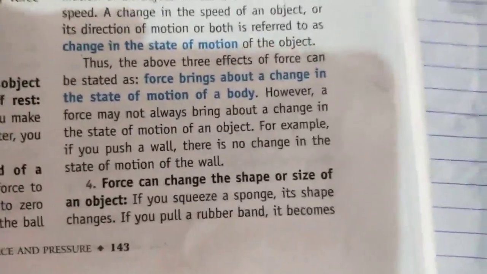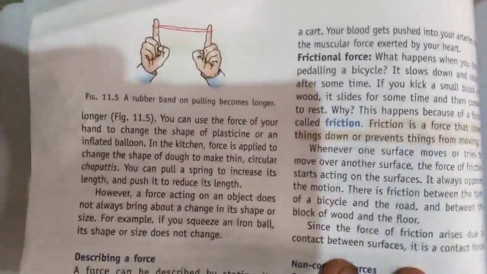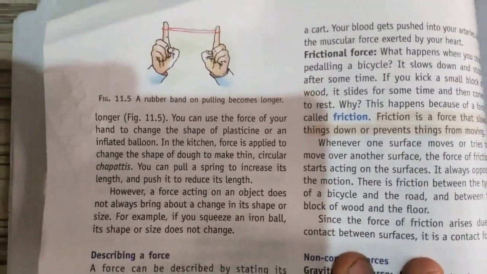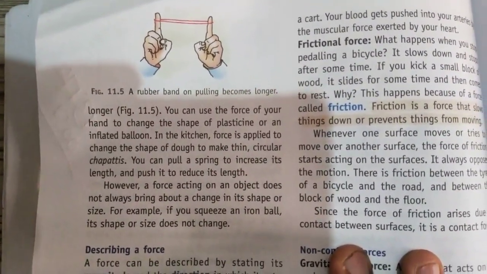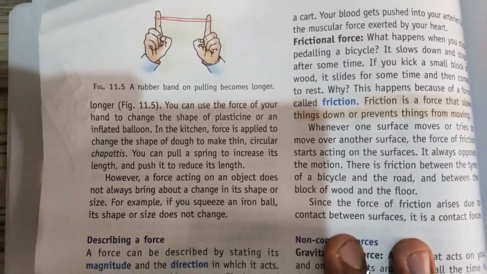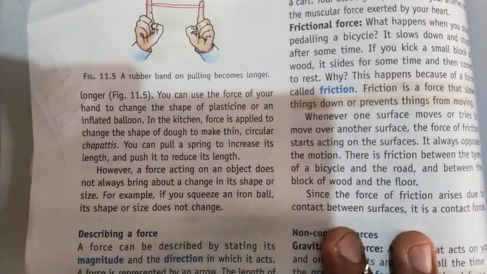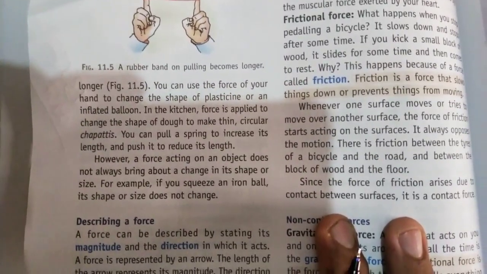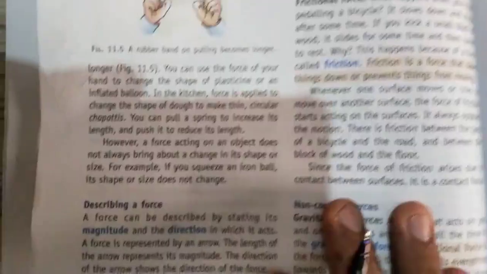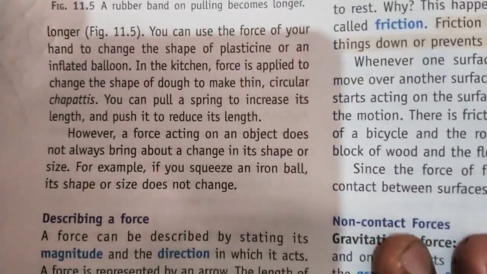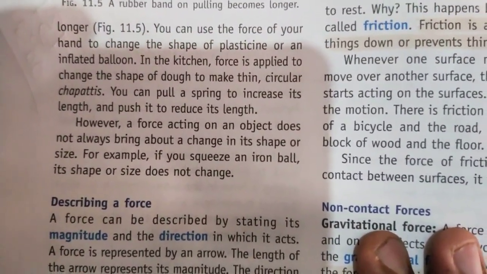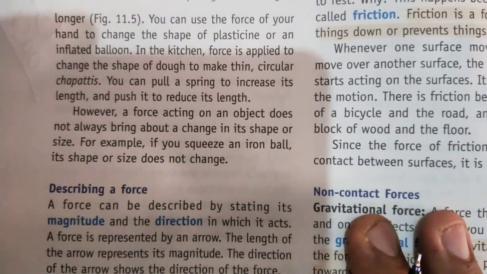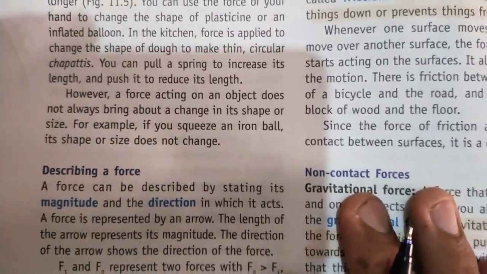If you pull a rubber band, it becomes longer. You can use the force of your hand to change the shape of plasticine or an inflated balloon. In the kitchen, forces apply to change the shape of a dough to make thin, circular chapatis. You can pull a string to increase its length, push it to reduce its length. However, force acting on an object does not always bring about a change in its shape or size. For example, if you squeeze an iron ball, its shape or size does not change.